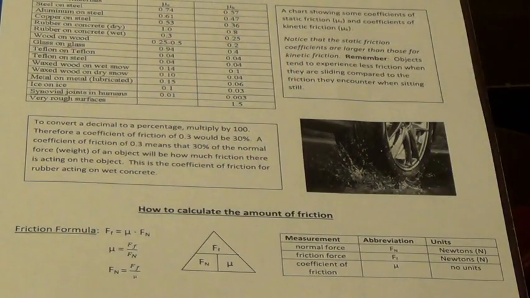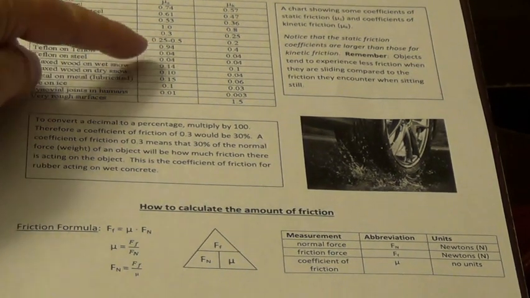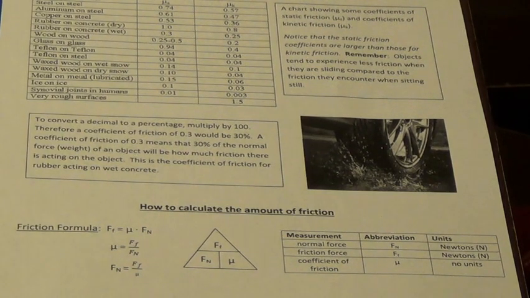So as you just saw in the video, you have different types of surfaces in contact, and as you have different types of surfaces in contact, you get different coefficients of friction, which affects the amount of friction pushing backwards on the object as it tries to move.